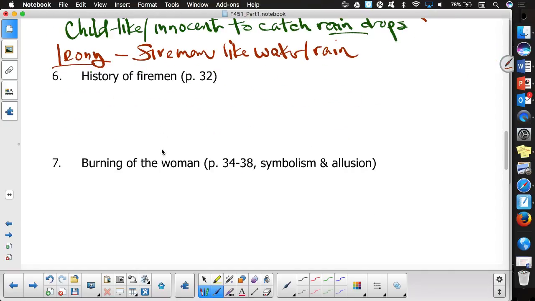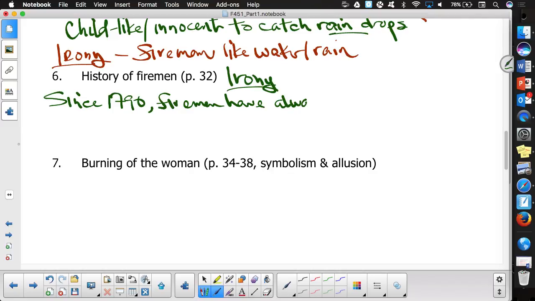What do we know about firemen? Fireman's office. Okay. Going back how far? All right, so for number 6, and certainly this would be one where there is going to be a fair amount of irony. Since 1790, firemen have always started fires. Since 1790, have firemen always started fires? No. The answer to that is going to be no. So this is clearly false.